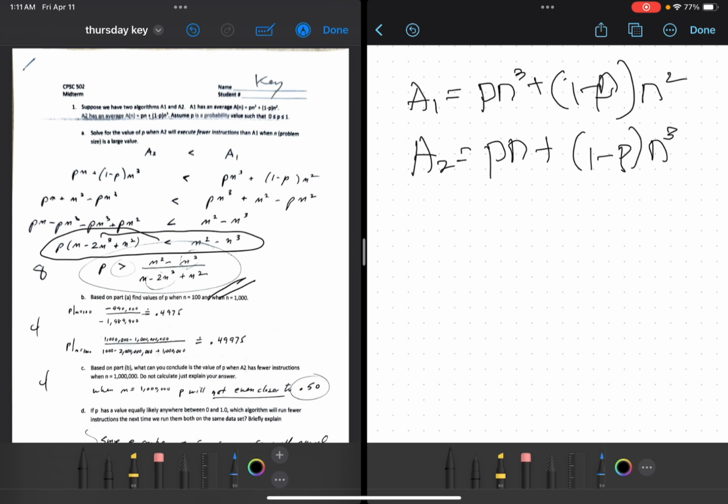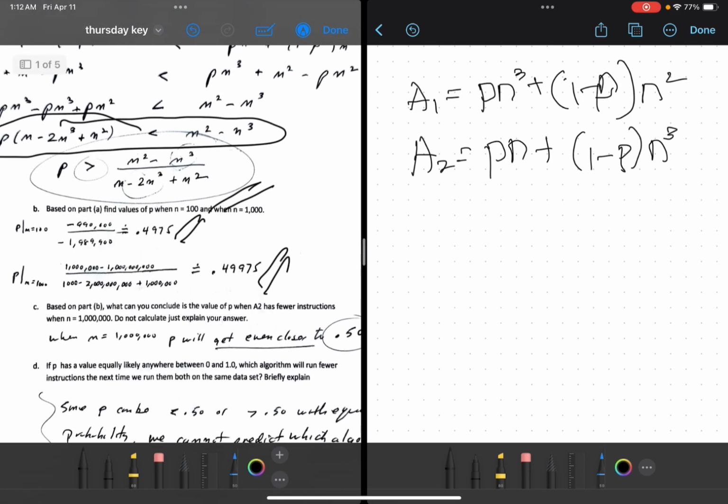We got a basic initial equation for solving p. Let's look at the second question. Based on part A, find values of p when n is equal to 100 and when n is equal to 1000. We already have the p formula, so let's solve for p when n is equal to 100. We are just going to substitute those values right here, and if you have a calculator and calculate, we are going to get these values.